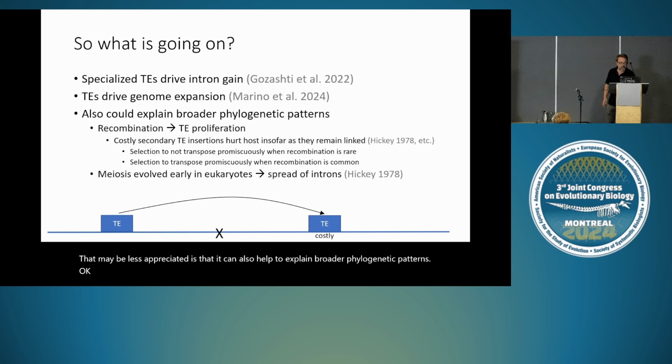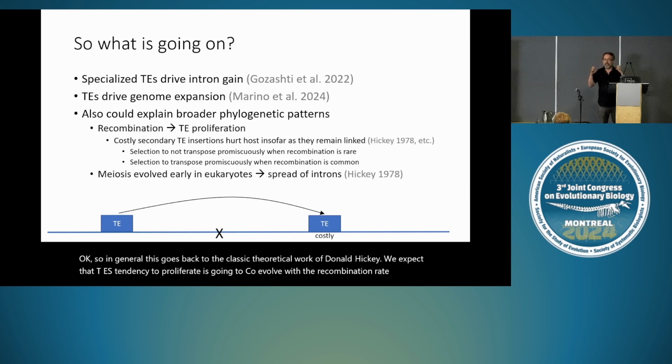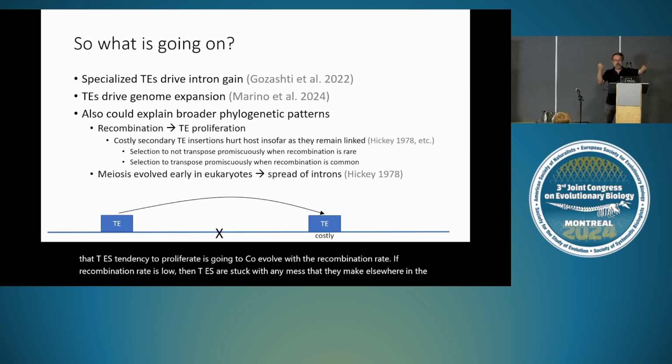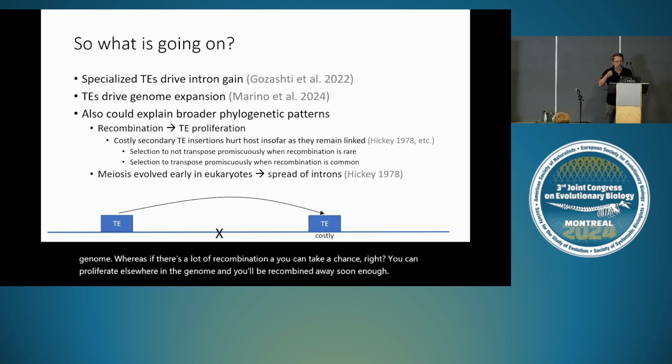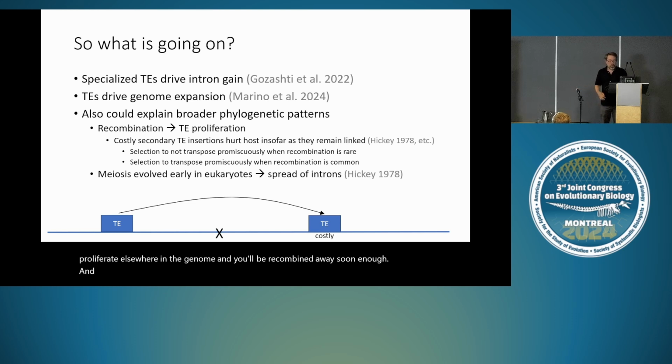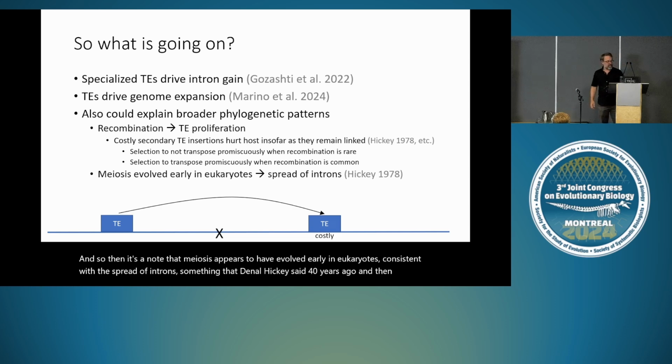Okay, so in general, this goes back to the classic theoretical work of Donal Hickey. We expect that TEs' tendency to proliferate is going to co-evolve with the recombination rate. If recombination rate is low, then TEs are stuck with any mess that they make elsewhere in the genome. Whereas if there's a lot of recombination, you can take a chance, right? You can proliferate elsewhere in the genome and you'll be recombined away soon enough. And so it's of note that meiosis appears to have evolved early in eukaryotes, consistent with the spread of introns, something that Donal Hickey said 40 years ago and that too many of us have ignored.